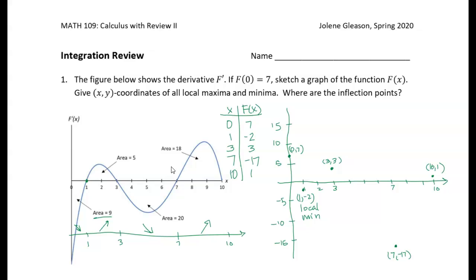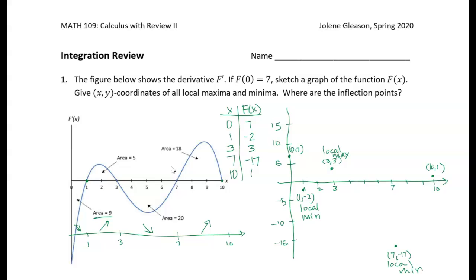Now our next critical point is at 3, and in this case we're going from increasing to decreasing. So this is a local max. Okay, at 3 comma 3. And then our next critical point is 7. We're going from negative to positive, which means the slope is going from negative to positive, which means decreasing to increasing. Decreasing to increasing means local max, or sorry, local min. Local min. All right.